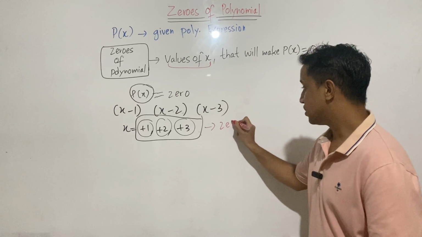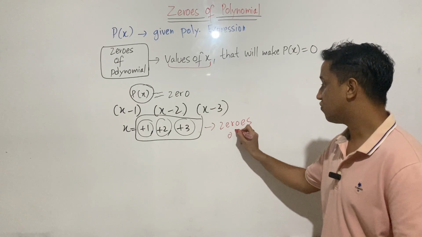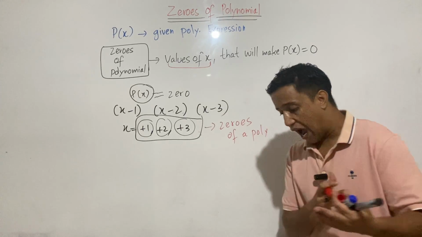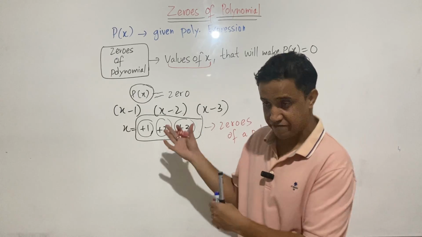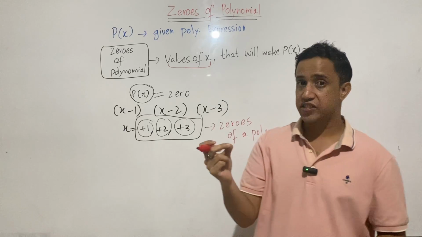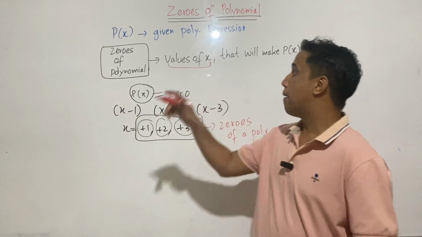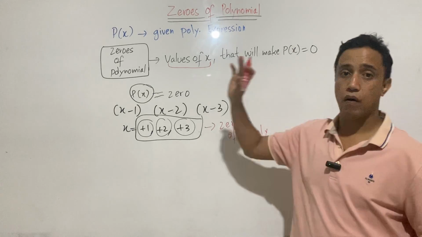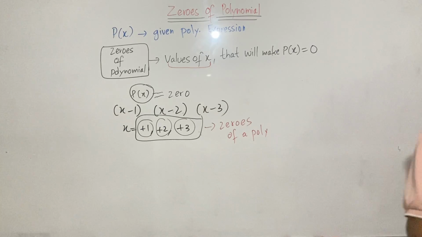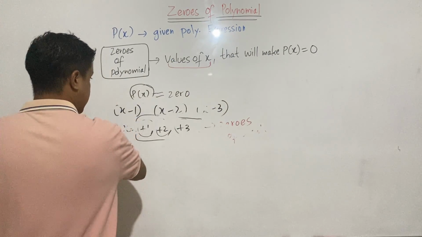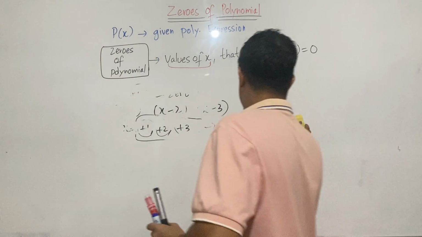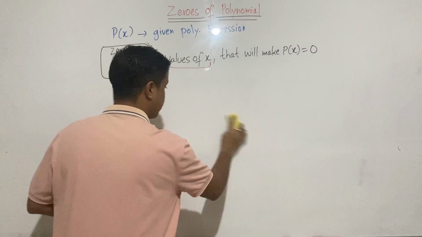So these values of x are known as zeros of a polynomial. Simply, I can define zeros of a polynomial as the values of x that make p(x) 0. I hope this thing is clear to you.